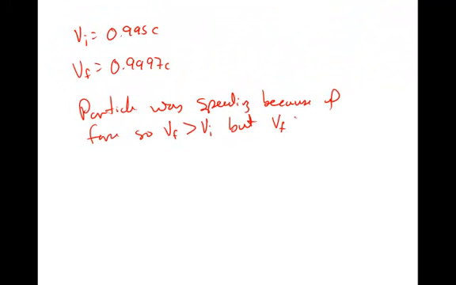V final needed to be less than c, which it is. So both these conditions are satisfied. V final is larger than the initial velocity and less than the speed of light. Anytime you get a velocity larger than the speed of light, you know that something's gone wrong.